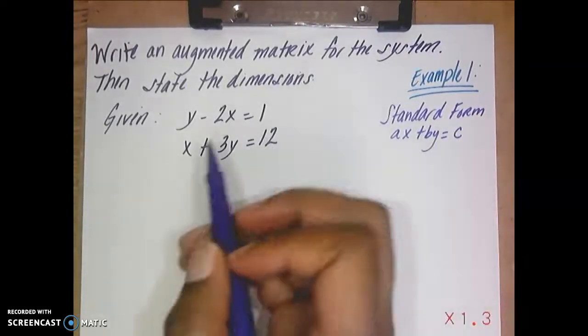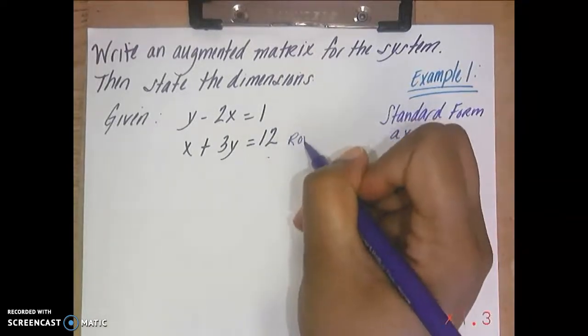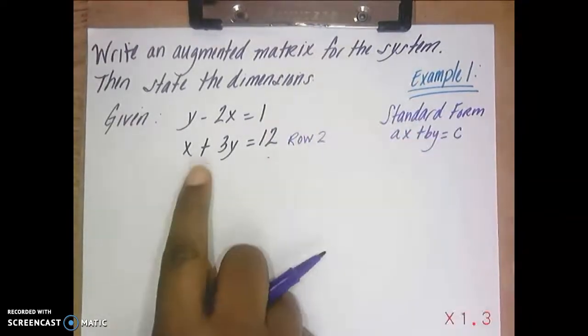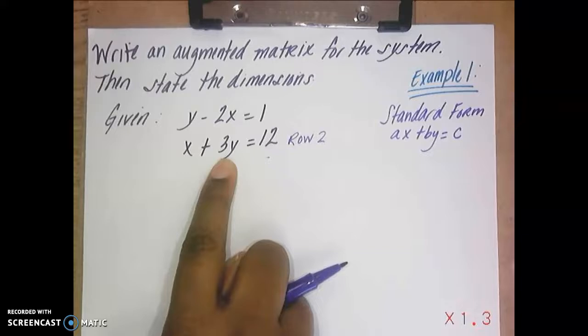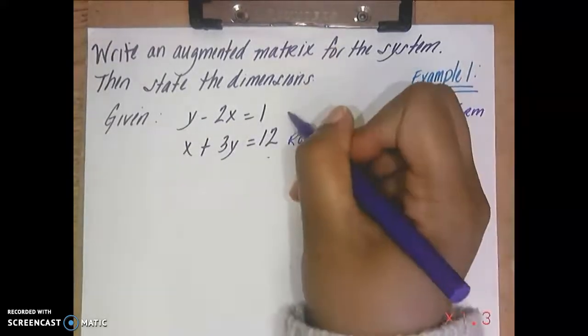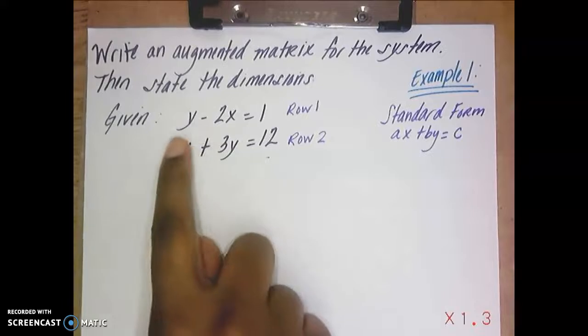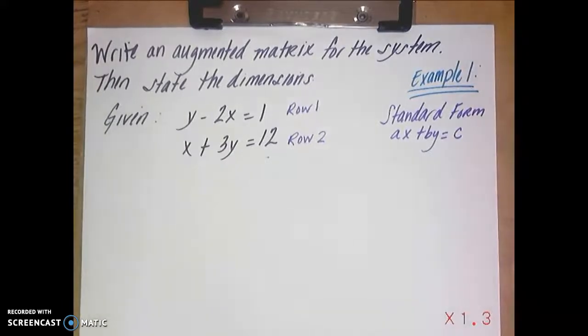So this will be considered row 2. Row 2 is great. We have something x plus something y equals a number. Perfect. But this first row here, row 1, has an issue. So the first thing that we need to do is rewrite row 1 so that it is in standard form.